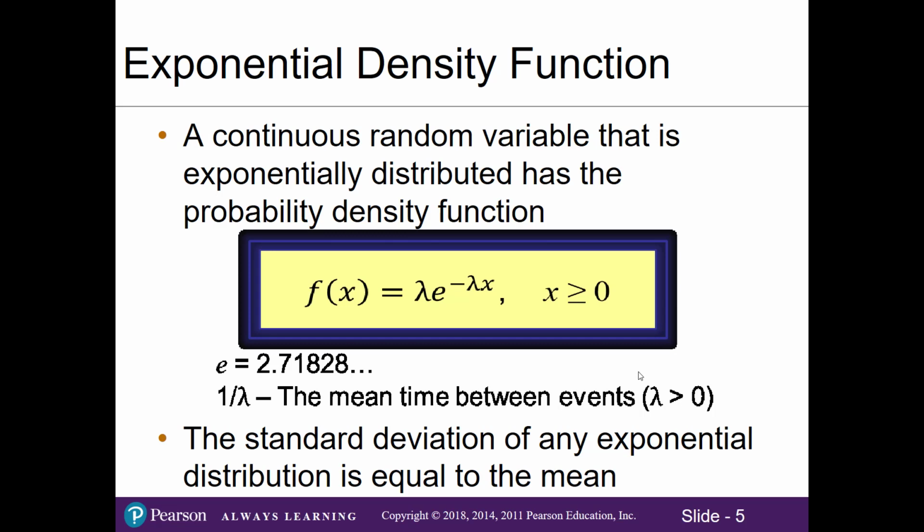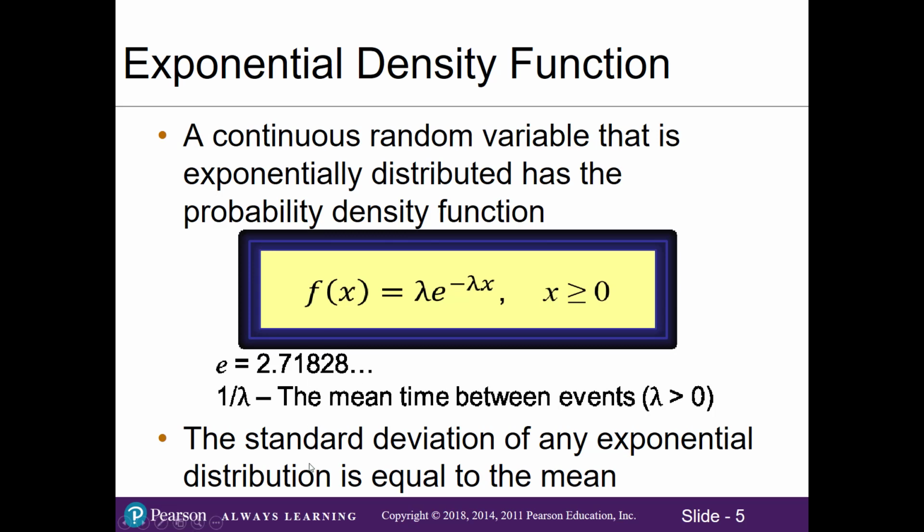So the exponential density function, as you see here, takes our continuous random variable that's exponentially distributed, and we have our statement of f of x equals our lambda times e, which is our natural log, to the minus lambda times x. And this assumes that x is greater than or equal to 0, because you can't have negative time, right? So x is always going to be 0 or more.